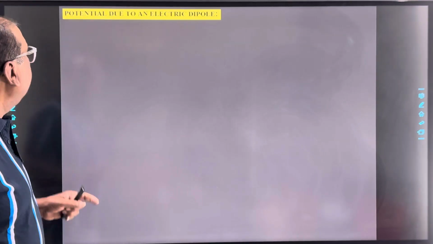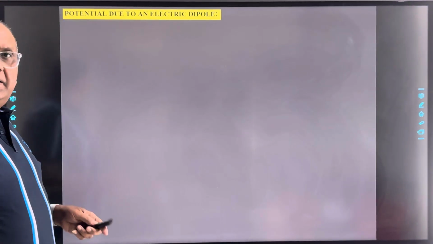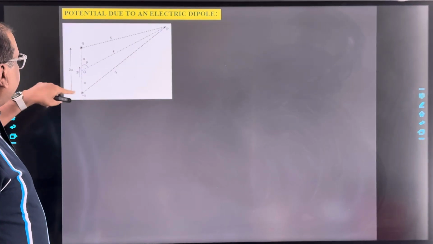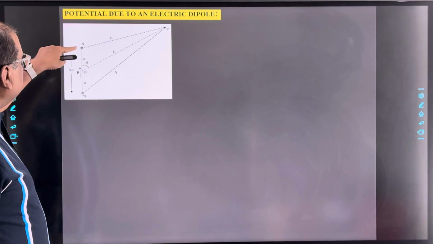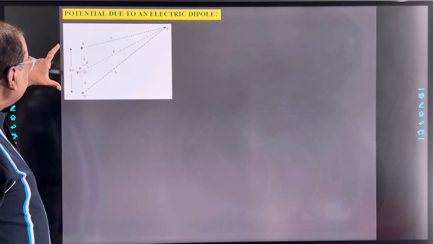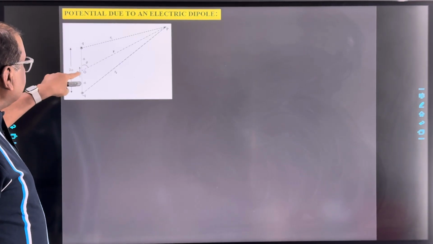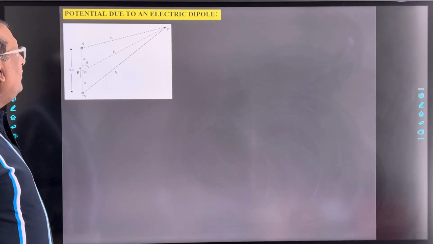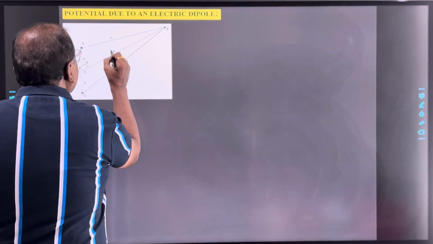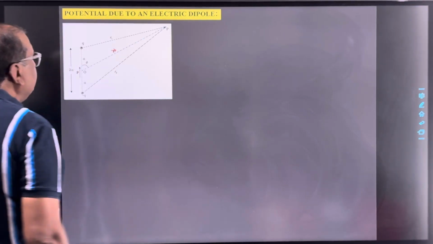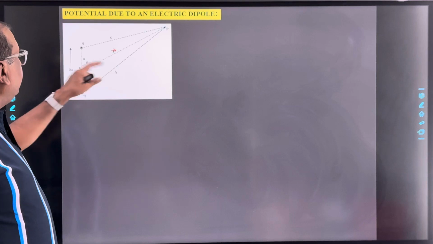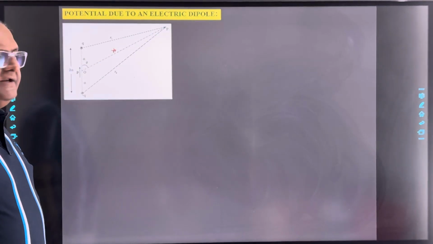Now, next topic: potential due to an electric dipole. Suppose we have the electric dipole as shown in the figure. Charges are plus q and minus q, separated by distance 2a. This is the center of the dipole, O, and from the center of the dipole, point P is at position R. Now we want the electric potential of this dipole at point P.